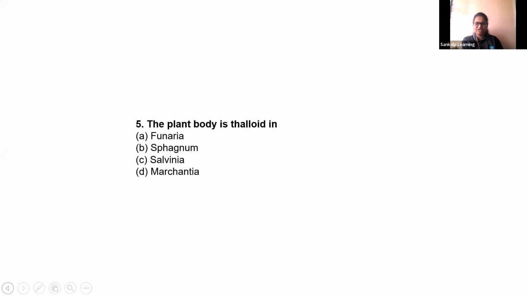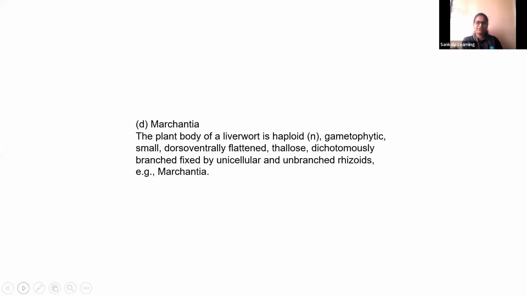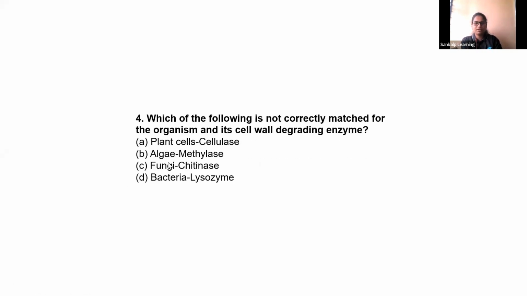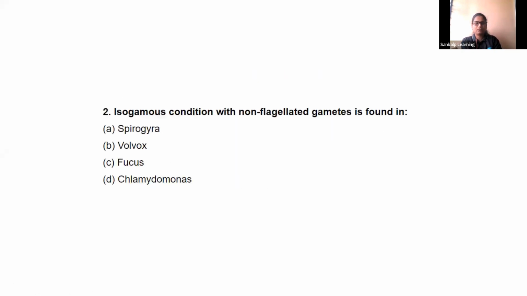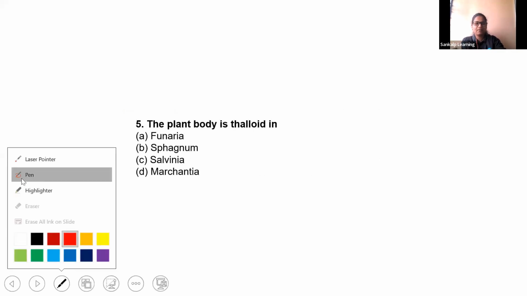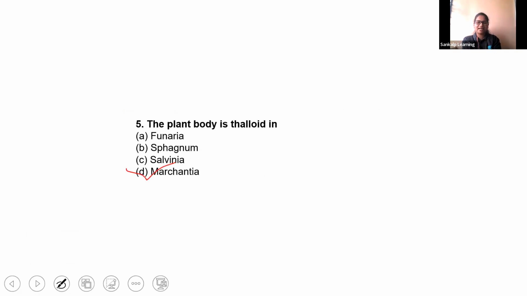The right answer is option D, Marchantia. Marchantia is a bryophyte, a liverwort. It is haploid in nature, dorsoventrally flattened, with a thallus that is dichotomously branched, and each branch is fixed by unicellular, unbranched rhizoids. So the example is Marchantia. Option D is the right answer. Next question.